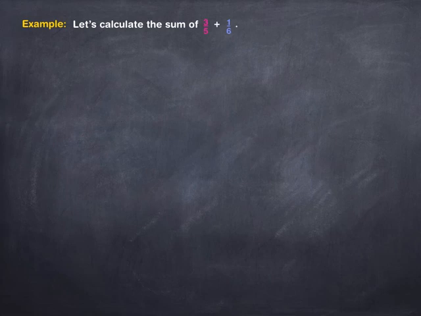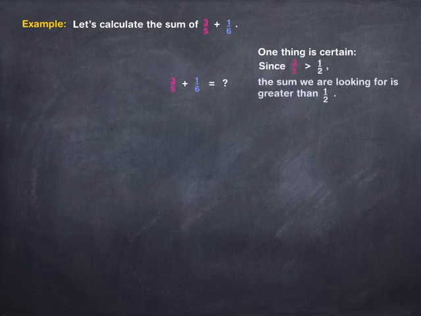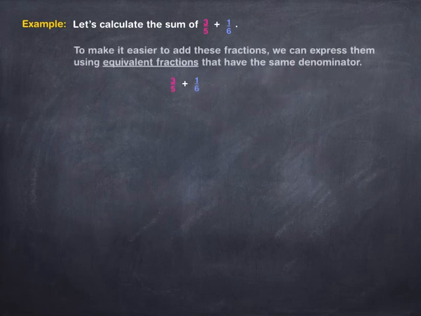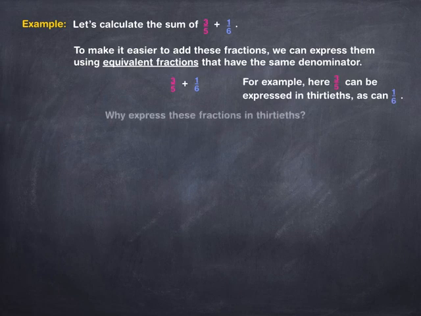Example: let's calculate the sum of 3/5 plus 1/6. 3/5 plus 1/6 equals what? One thing is certain: since 3/5 is bigger than 1/2, the sum we are looking for is greater than 1/2. To make it easier to add these fractions, we can express them using equivalent fractions that have the same denominator. For example, here 3/5 can be expressed in 30ths, as can 1/6.